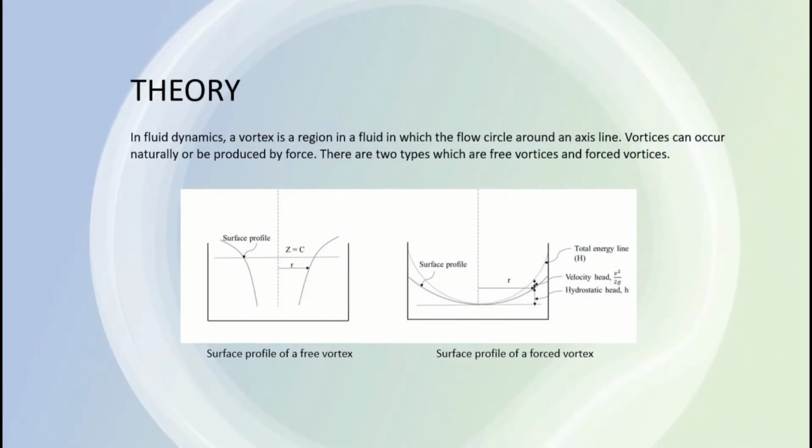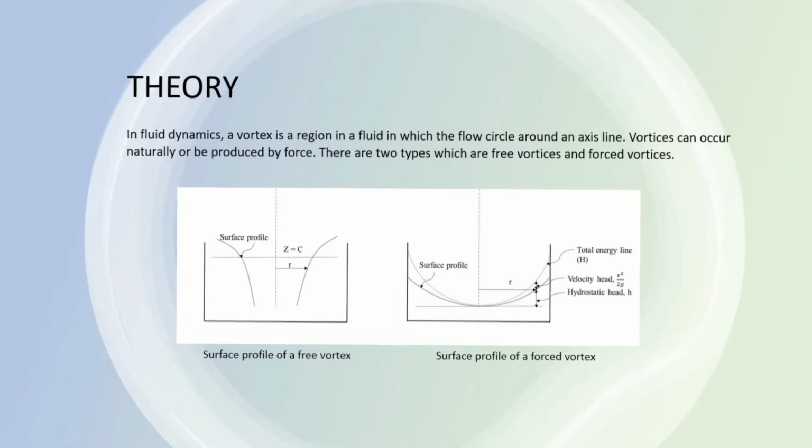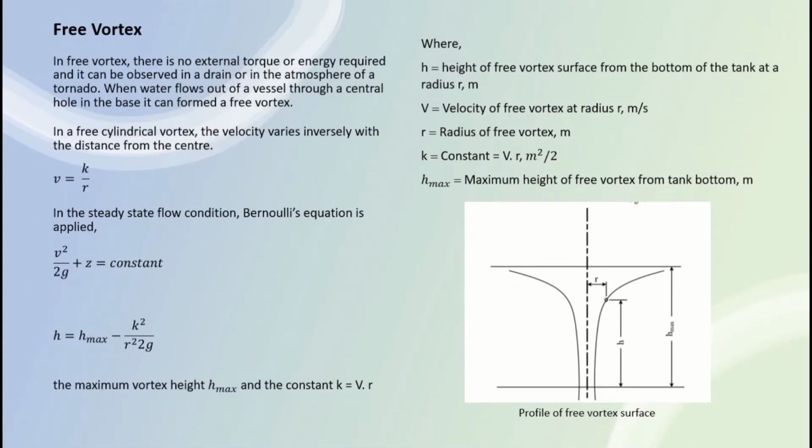In fluid dynamics, a vortex is a region in a fluid in which the flow circles around an axis. Vortices can occur naturally or can be produced by force. There are two types, which are free vortices and forced vortices. This is an example of the surface profile for both vortices. Free vortex: in a free vortex, there is no external torque or energy required, and it can be observed in a drain or in the atmosphere of a tornado.